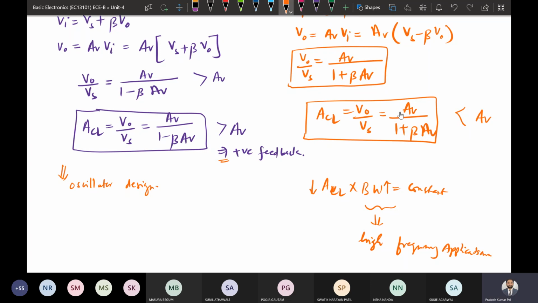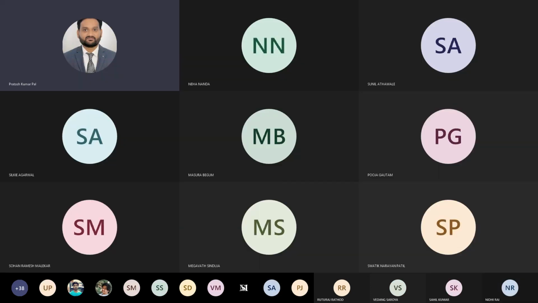So thank you, and from next class onwards we will be having some other topics. We will be discussing the concept related to operational amplifiers, its applications, and how this operational amplifier can be used for different applications.